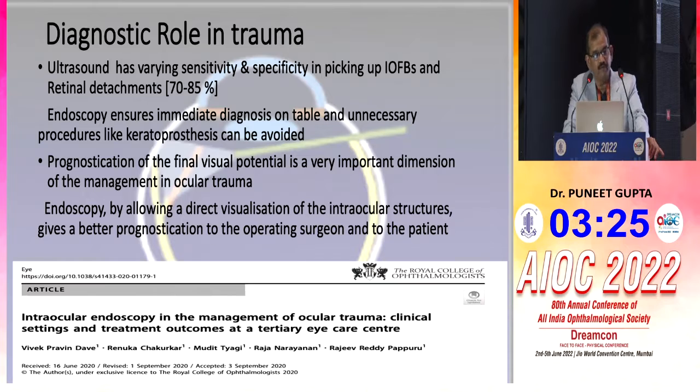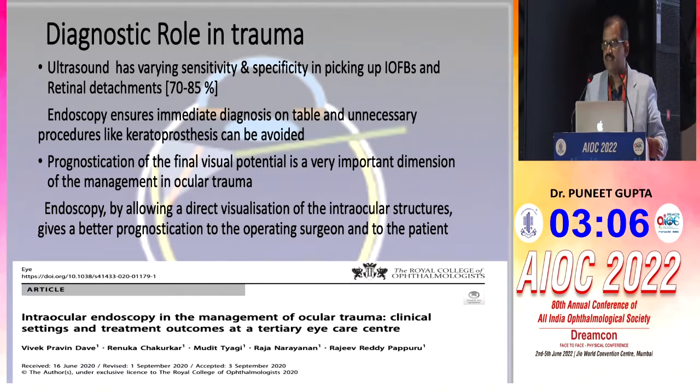Prognostication of final visual potential is a very important dimension in the management of ocular trauma. Endoscopy, by allowing a direct visualization of intraocular structures, gives a better prognostication to the operating surgeon as well as to the patient to assess the prognosis.